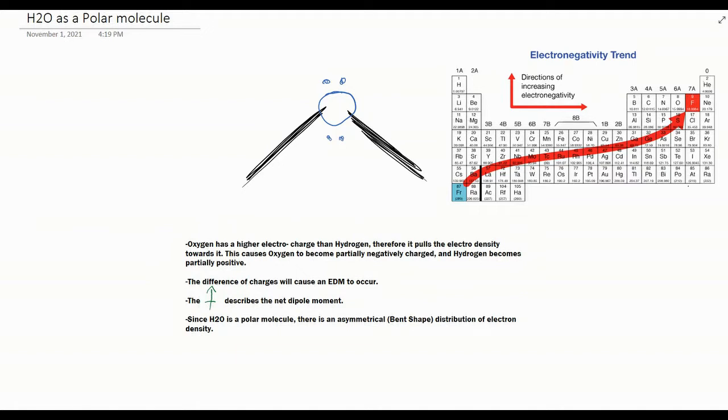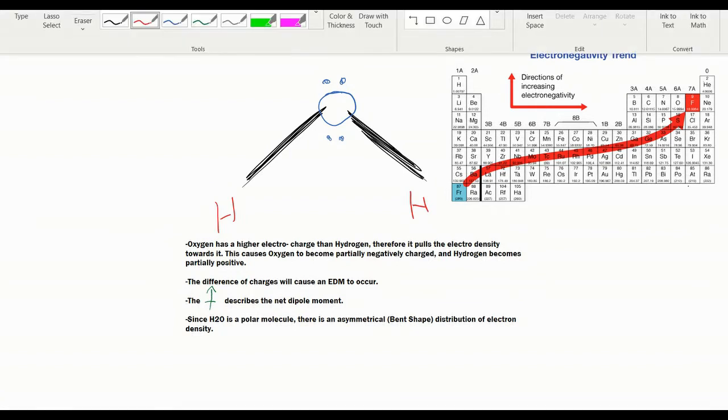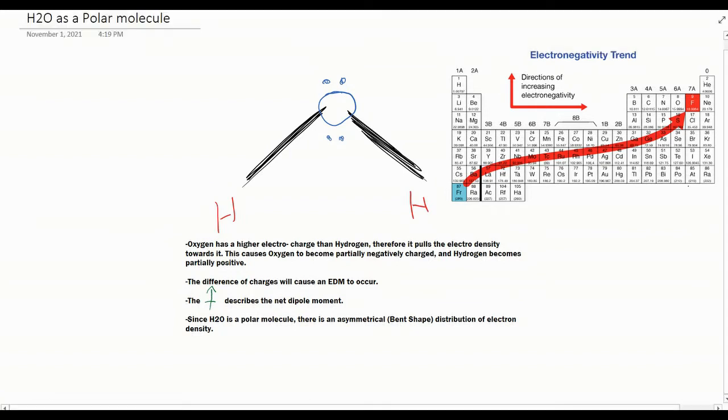So the first property I want to go over is, why is water a polar molecule? So first let's draw the hydrogen, and let's go back. Alright, so let's look at the periodic table here. This is the electronegativity trend. So electronegativity increases from left to right and from bottom to up. Okay, so we know that fluorine is going to be the most electronegative element.